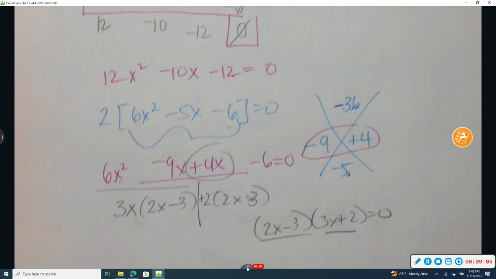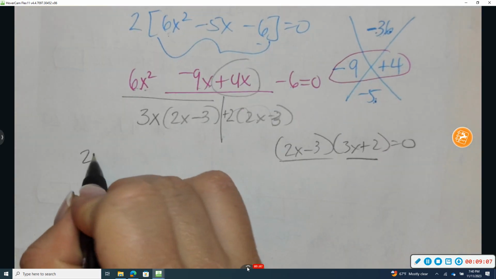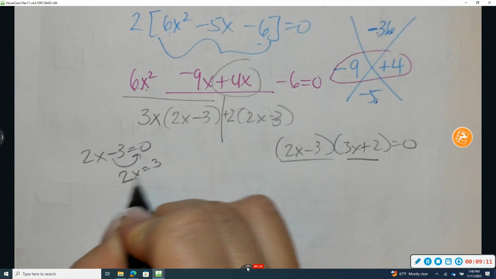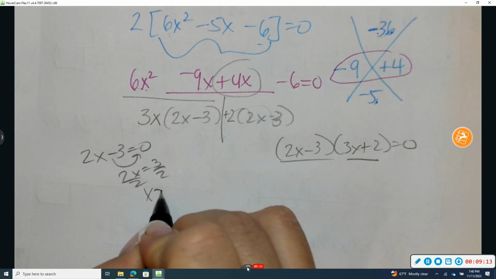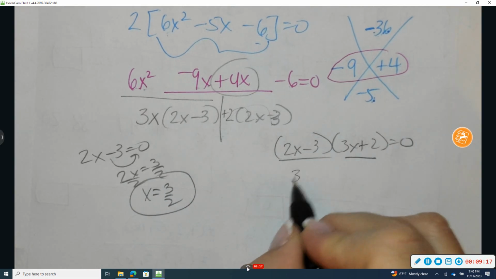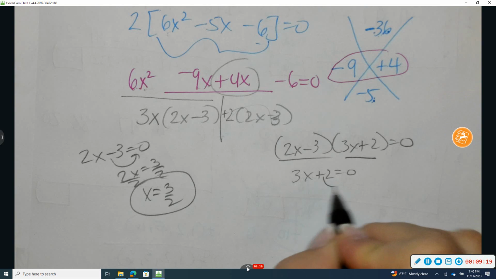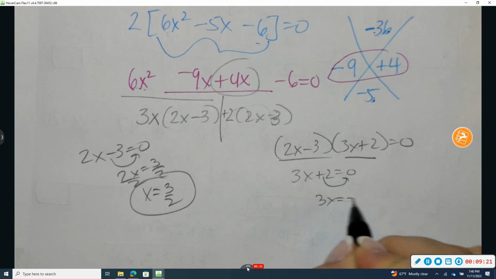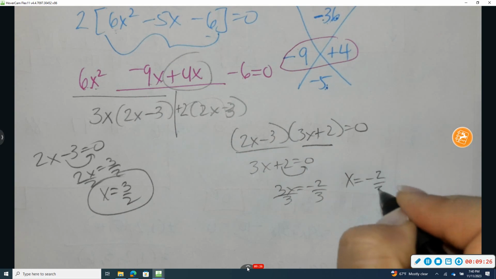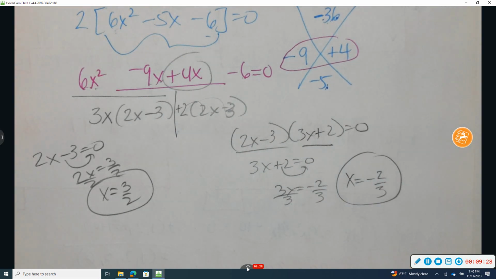Set each factor here equal to 0 to solve to find the two remaining solutions. Add 3 to the opposite side, divide by 2, and the third solution is 3/2. Okay, next I'm going to subtract 2 to the opposite side, divide by 3, and the final solution is negative 2/3.